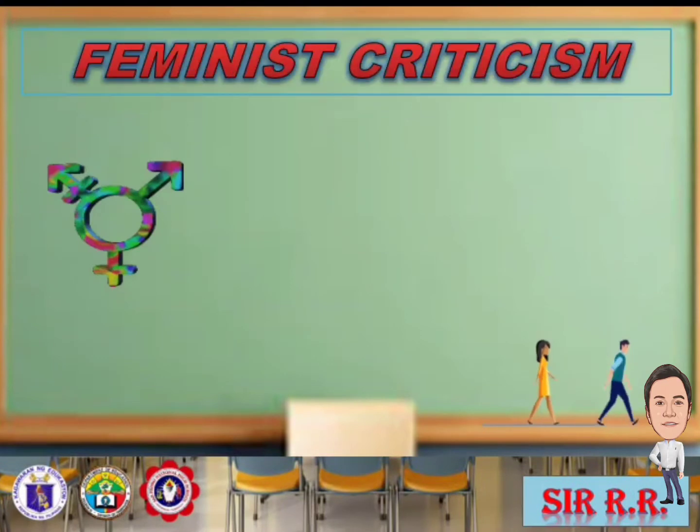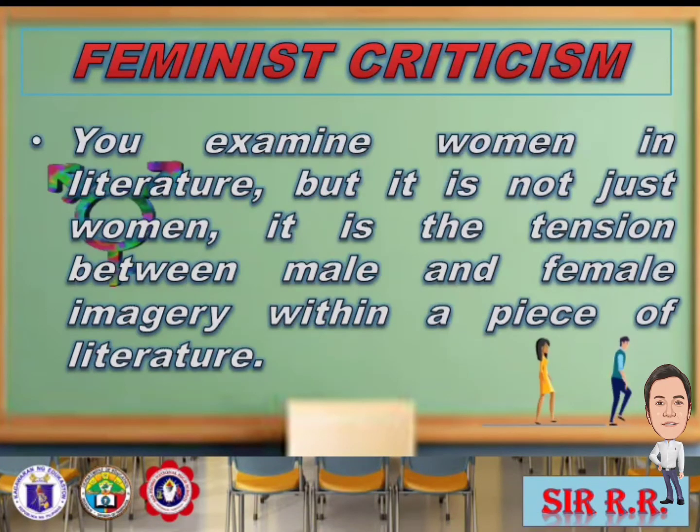Next is feminist criticism. Here, you examine women in literature. But it is not just women. It is the tension between male and female imagery within a piece of literature. And then, we explore how both symbols are being treated. Are female symbols being diminished or being pushed down or being suppressed? Are male symbols being champions? We might also find that the female symbols are free and loose. This criticism reveals how our culture views men as superior and women as inferior.